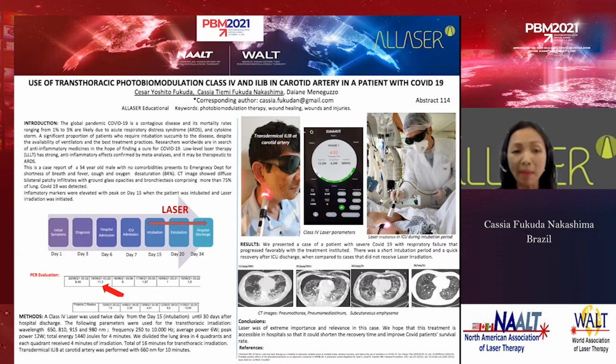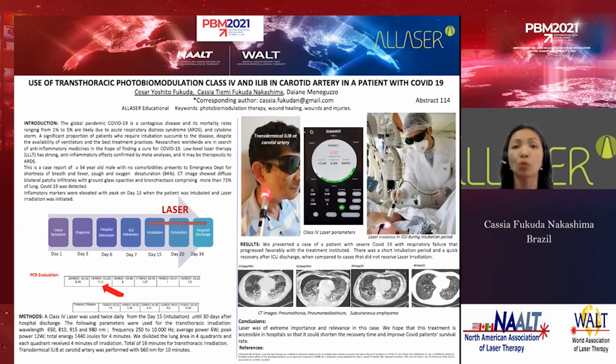And concerning our methods, we used a class 4 laser on the day of the intubation, and we used parameters from 650 to 900 nanometers wavelength, frequency from 200 to 10,000 hertz, average power of 6 watts, and we had a total energy of 1,440 joules for 4 minutes.